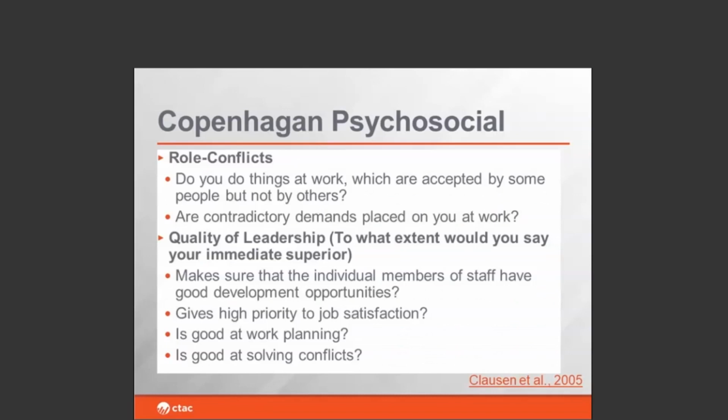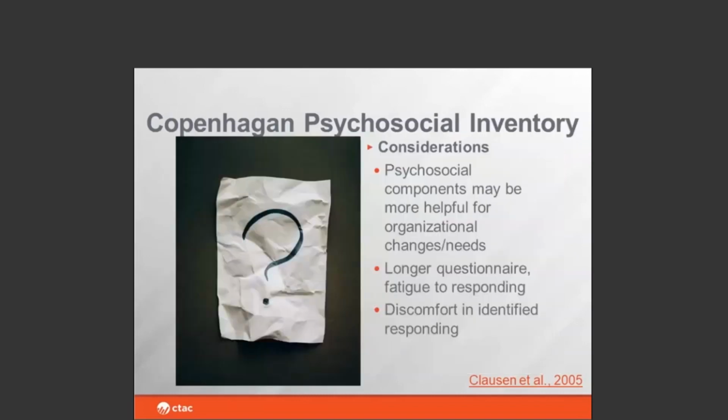Then we have role conflict, which includes questions such as, are contradictory demands placed on you at work? Do you sometimes have to do things which seem to you to be unnecessary? Do you do things at work which are accepted by some people but not by others? Or quality of leadership, which asks questions about immediate superiors. Does your immediate superior give high priority to job satisfaction? Are they good at work planning? Are they good at solving conflicts? So some of those leadership evaluations are in there as well, which can be useful in determining opportunities for improvement for certain managers or supervisors.